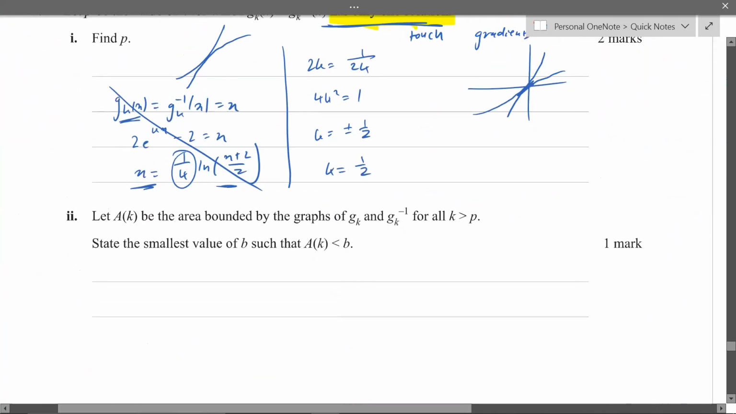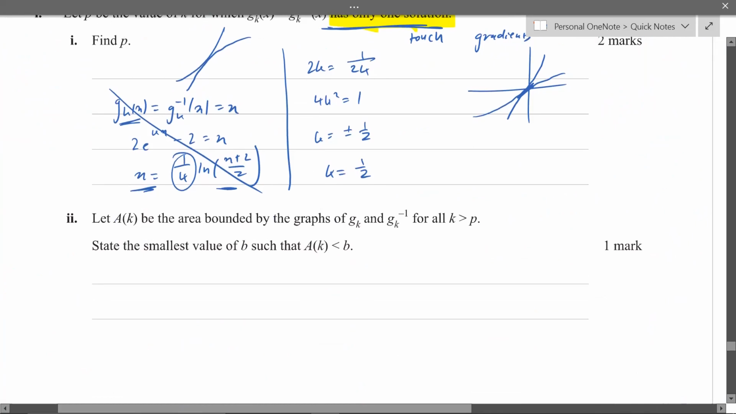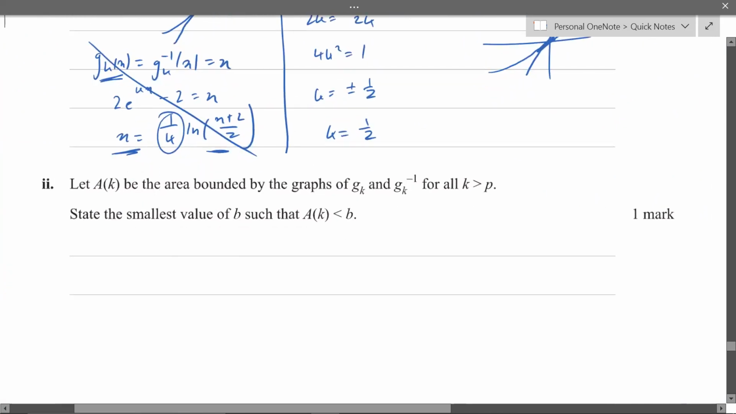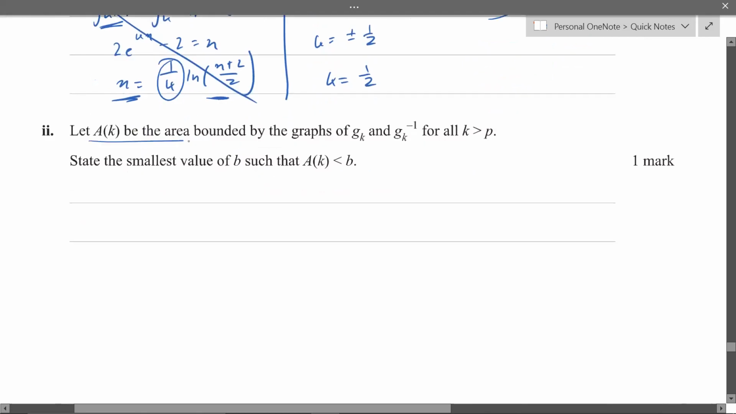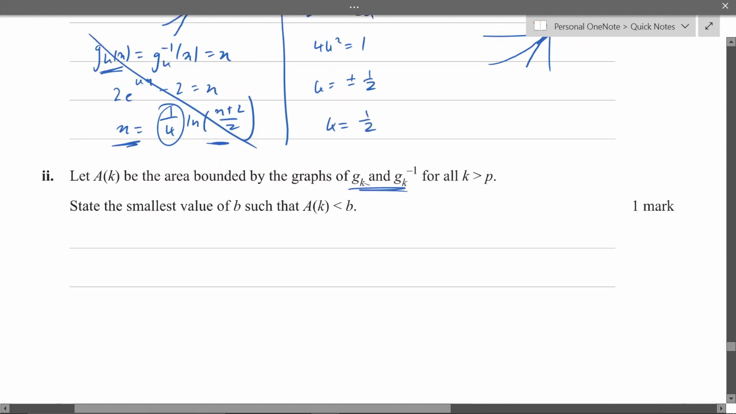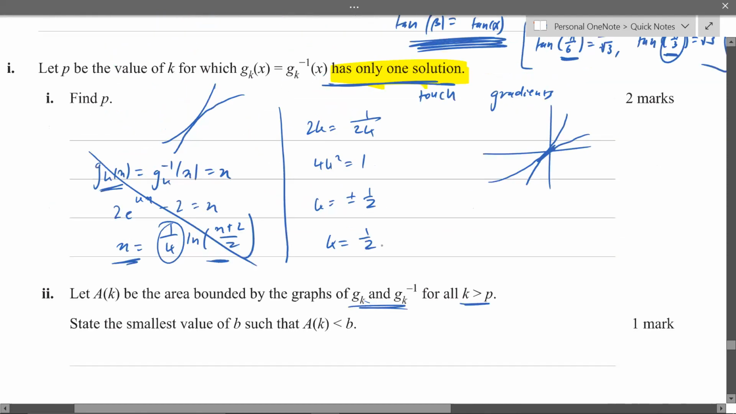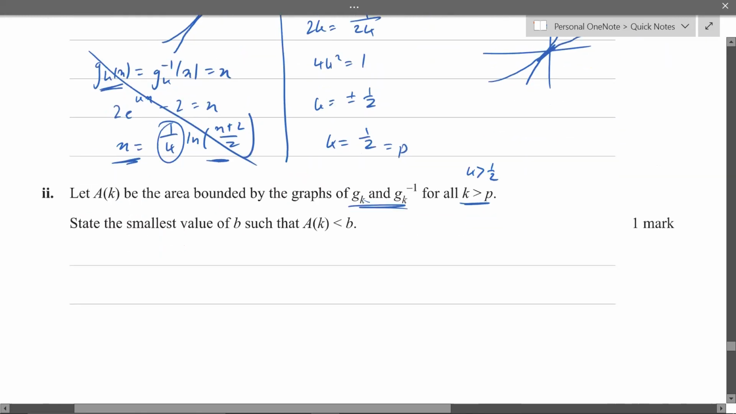And so, part ii, this is where I got stuck for the majority of my exam. So it's saying that there's an area between these two graphs. And k is greater than p, so k is greater than half. And it's asking the smallest value of b so that the area is always less than b. So this part in itself is already confusing. This is not actually asking for the smallest value of anything. It's asking for the maximum value of A(k).